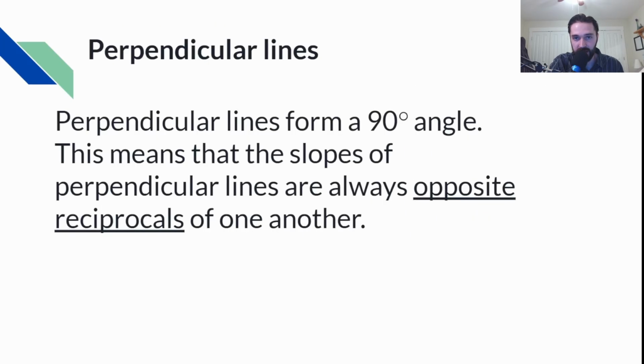It means that the slopes are opposite reciprocals of one another. So perpendicular lines form a 90-degree angle. This means that the slopes of perpendicular lines are always opposite reciprocals of one another.